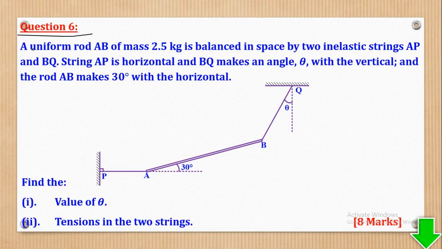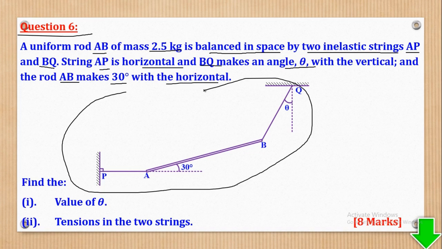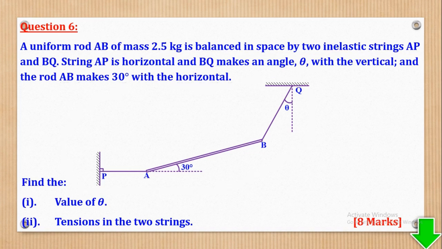So question 6 says, a uniform rod AB of mass 2.5 kilograms is balanced in space by two inelastic strings AP and BQ. String AP is horizontal and BQ makes an angle theta with the vertical, and the rod AB makes 30 degrees with the horizontal. Now the good thing, they have drawn for us a sketch. Find (i) the value of theta, and (ii) the tensions in the two strings, the tension in this string and the tension in that string.